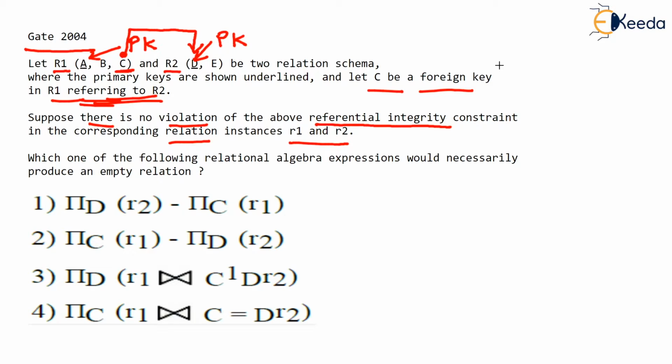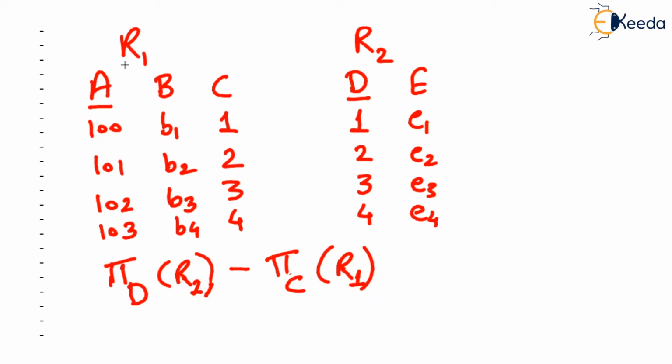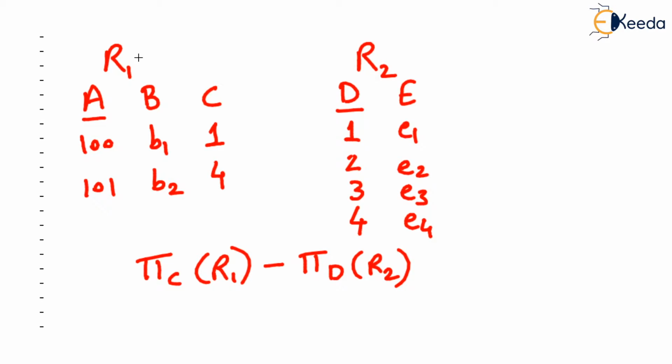But just to make you understand again what they are talking about in this statement, I got a slide here. There are two relations R1 and R2 as given in the question, with A, B, C in R1. Note A is underlined, it is the primary key. And R2 has D and E, D is underlined, it is the primary key. And it is given that C is the foreign key, which references D of R2, the primary key of R2.